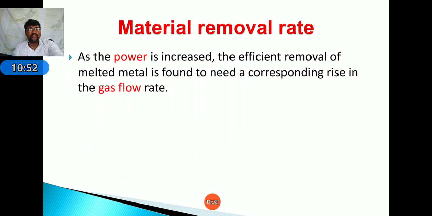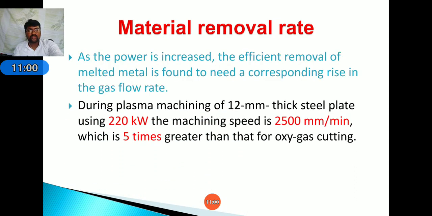Next, as the power is increased, efficient removal of melted metal is found to need a corresponding rise in gas flow rate. Next, during plasma machining of a 12 mm thick steel plate using 220 kilowatts power, the machining speed is 2500 per minute, which is 5 times greater than oxy-fuel gas cutting.